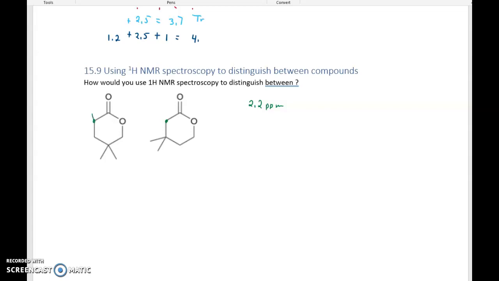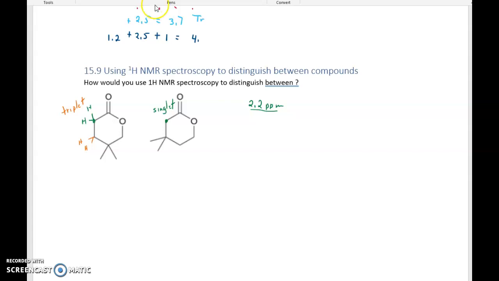However, the ones that are here are going to show up as a triplet because they're going to be split by these orange ones right below. So this one will be a triplet, and this on the other side, this one is isolated, and so it'll be a singlet. So we can look at the peak that appears at 2.2 and see whether it's a triplet or a singlet.